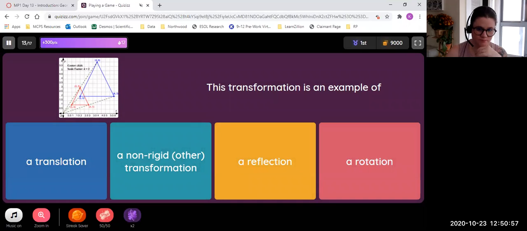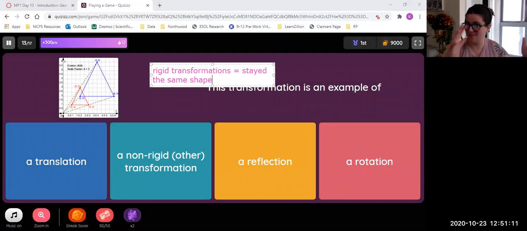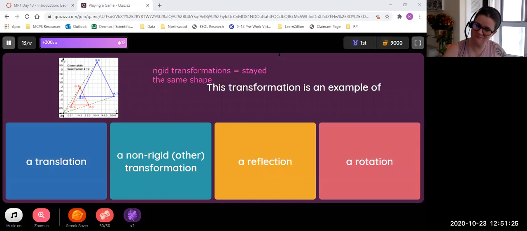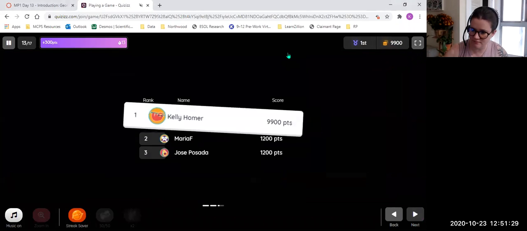Transformation. Well, we have been doing, maybe I'll type it, rigid transformations, which means that they stay the same shape. Does this one stay the same shape? No. It either got bigger. If it went from the red to the blue, it got bigger. If it went from the blue to the red, it got smaller. So that is not a rigid transformation, non-rigid transformation. Dilation, we'll talk about it later.